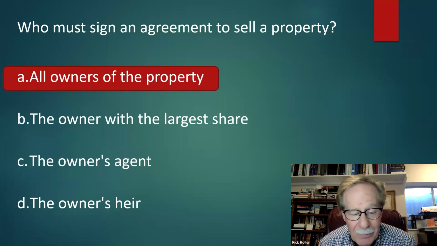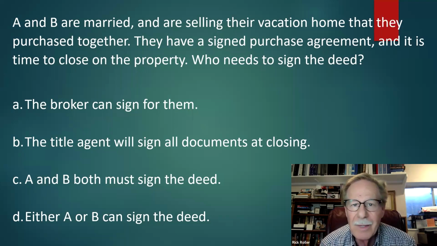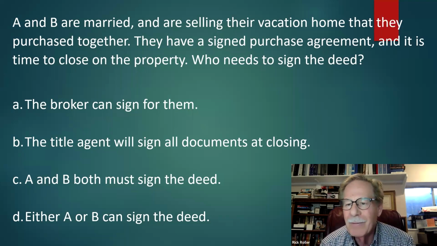Okay, let's go to the next one, please. The next one is A and B, which is six. Or they're married. That's nice. They're selling their vacation home that they bought together. They have signed a purchase agreement, and it's time to close on the property. So who needs to sign the deed? You can sign for them. You're the broker, right? No, I don't think so. Title agent can sign. No, I don't think so. A and B must both sign the deed, or either A or B can sign the deed.